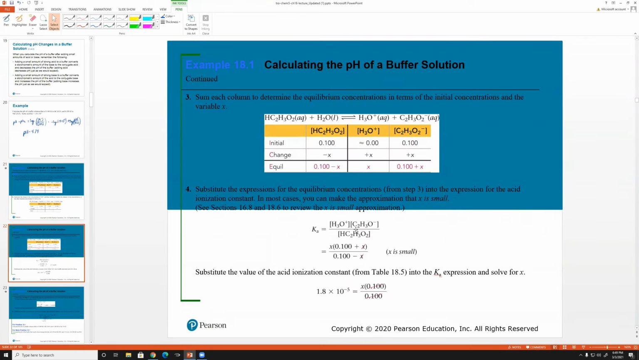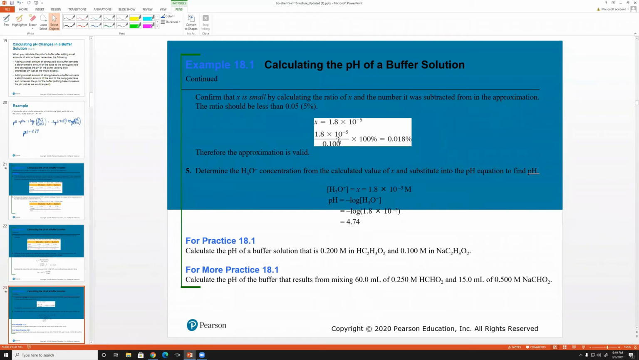That will work into our normal expression for Ka. The X's will cancel out, because the plus X and the minus X are small, because our Ka is 10 to the negative fifth, and our concentrations are a lot higher than that. And then you could do the same math and end up with X, which you get as that. Then the negative log of that would be the hydrogen concentration. Negative log of that equals 4.74.